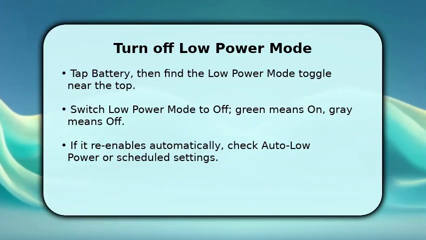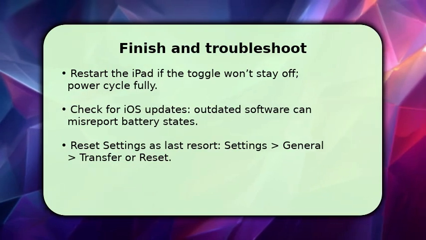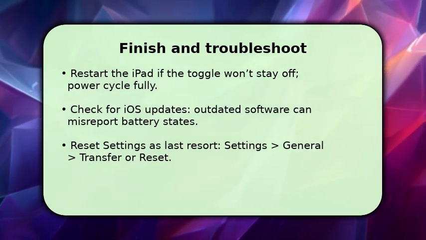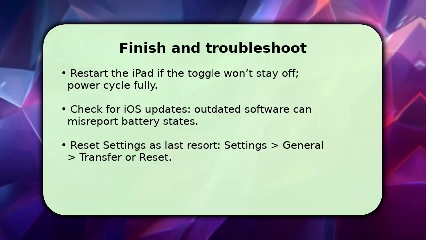After turning low power mode off, restart the iPad if the toggle reverts. Power cycling clears temporary glitches. You do this because transient software issues often cause incorrect battery behavior.